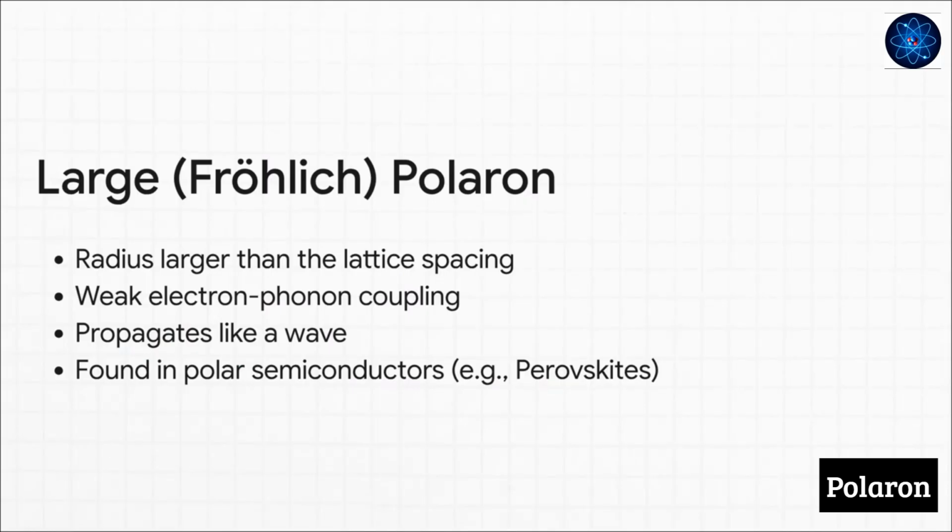The large polaron is kind of like a gentle, wide ripple in a pond. Its influence is spread out over a bunch of atoms, so the distortion is pretty weak. This means it can still glide through the material pretty smoothly, almost like a wave.